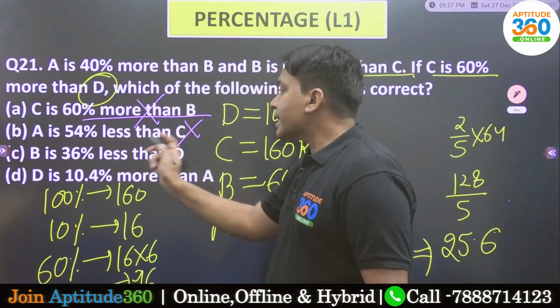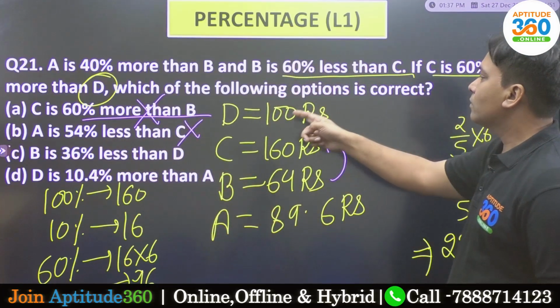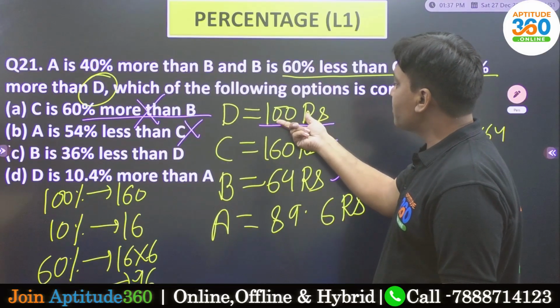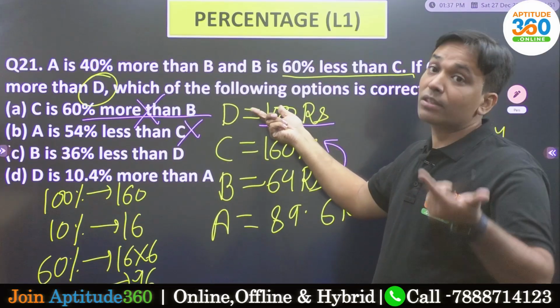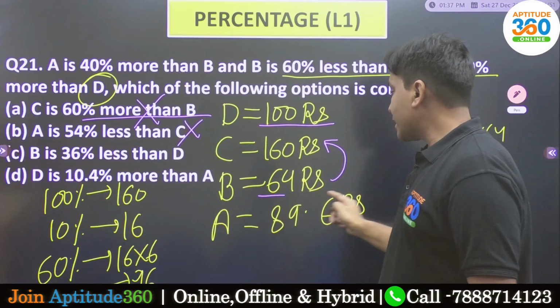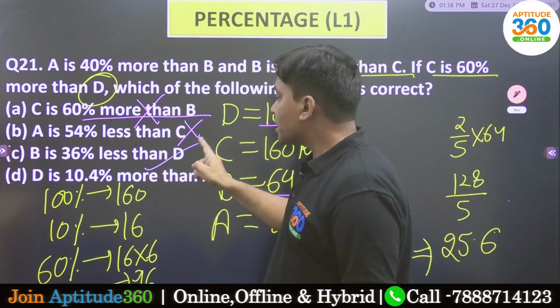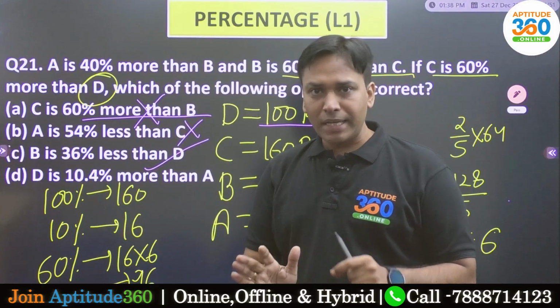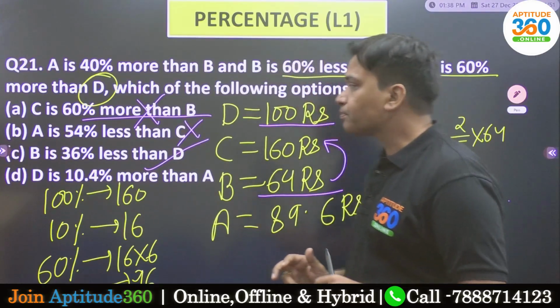B is 36% less than D. What is the value of D? It is 100. 36%, इसका कितना हुआ? 36 हुआ. 36 less, so 100 minus 36 कितना आ गया? 64, and that is the value. So option number C is the right answer. I hope I am making sense to you.